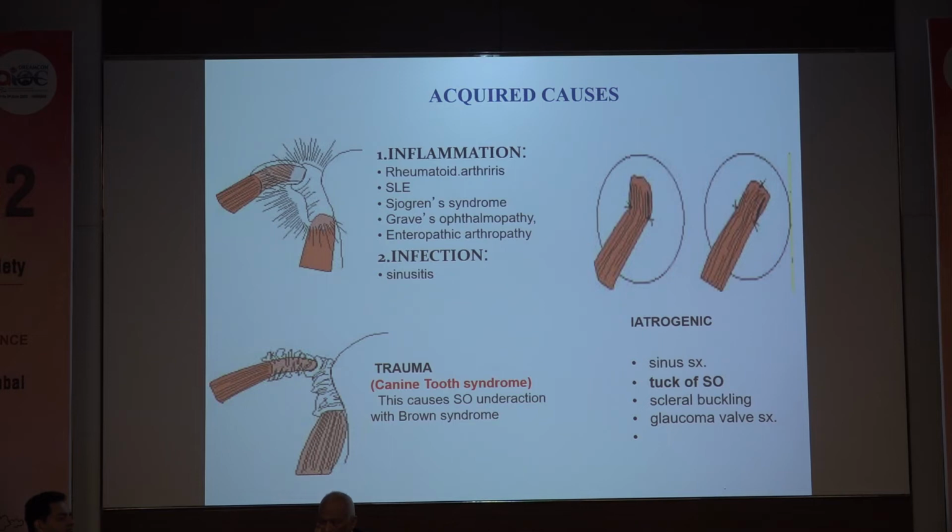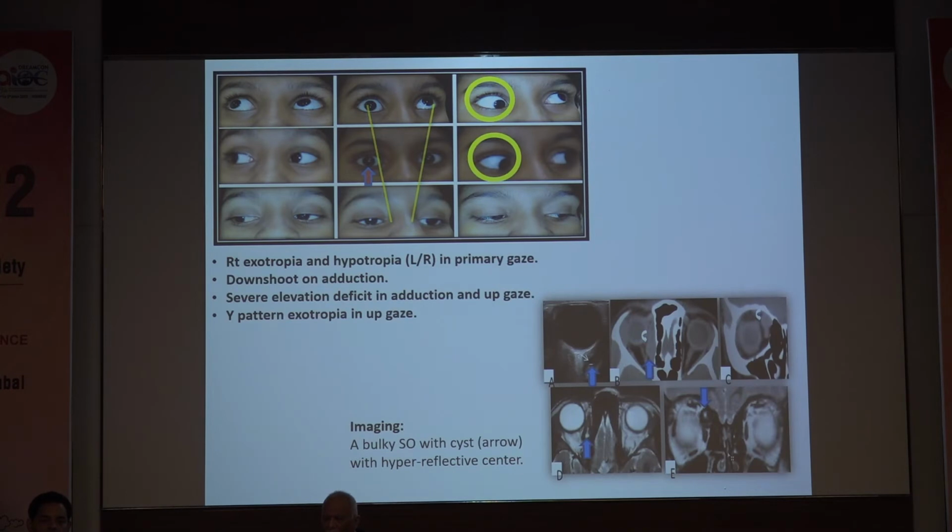In acquired cases around the trochlea, you may have trauma, post-surgery, as was shown by Dr. Ankur, where you do a tuck of the superior oblique, you can actually generate or create a Brown syndrome, and of course inflammation. So not uncommon to see patients presenting with an acquired Brown. So this was a case of a patient who presented with an acquired hypotropia, and you can see the severe limitation of elevation and adduction, the hypotropia in adduction, not so significant hypotropia in primary gaze. So this was a patient of an acquired Brown's. On imaging, you could see that there was a bulky superior oblique with a cyst, which turned out to be a cysticercosis.